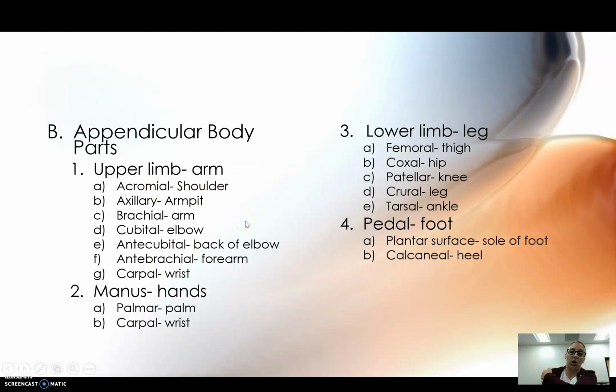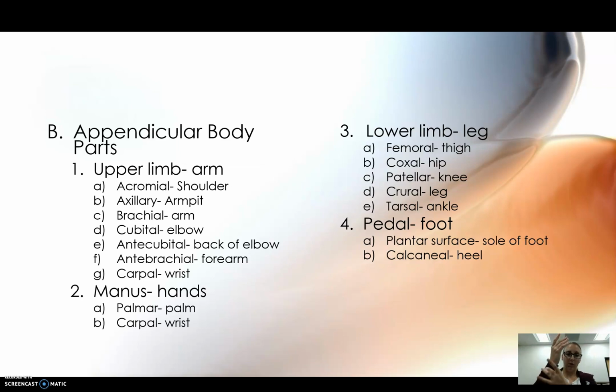You need to know acromial, axillary. So if you take an axillary temperature, you're taking an armpit temperature. Brachial is this part right here. Okay, it's your upper arm. Cubital is your elbow, and antecubital is that little divot in your elbow on the front side, or technically the back.